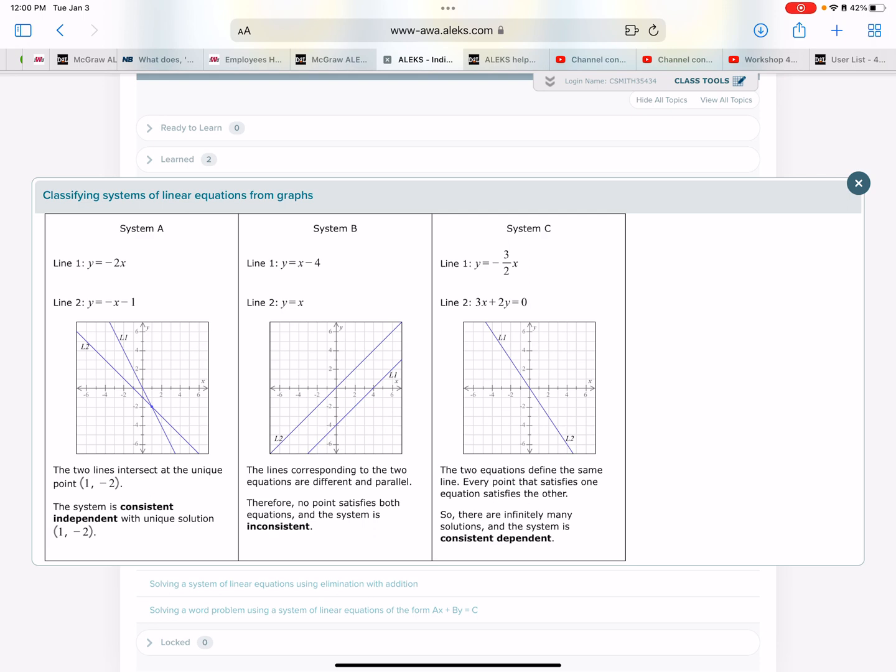So remember, consistent or inconsistent means if it crosses or doesn't cross. Consistent means cross, inconsistent doesn't. And dependent or independent means if it's the same or separate lines.